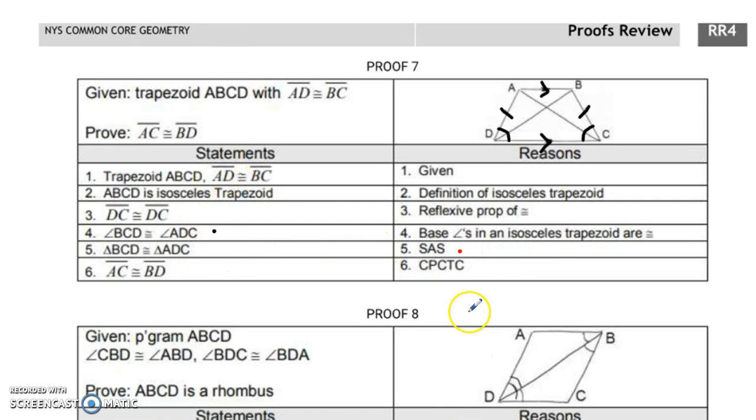You could, of course, have said SAS Postulate. And then here, AC is congruent to BD. That's this line and this line based on CPCTC. One way that I tried to show students how to do this is by drawing these as separate triangles, and I'll show you what I mean.